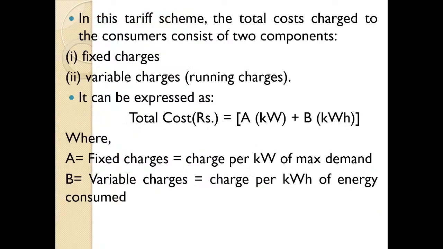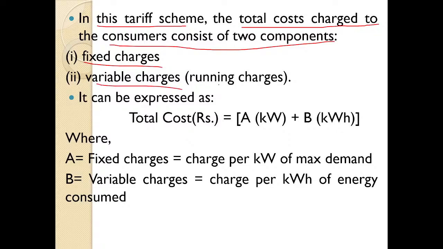Hope you have written. So in this tariff scheme, that is the two-part tariff scheme, the total cost charged to the customers consists of two components. One is a fixed charge, the other is a variable charge. So the total cost will include the fixed charge and the variable charge. Let us assume A represents the fixed charge, B represents the variable charge.